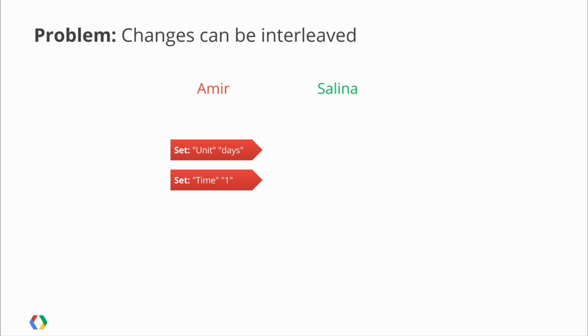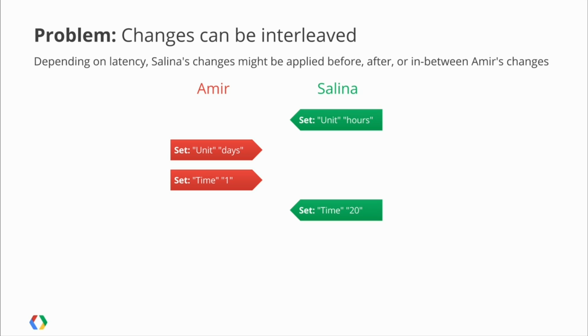And this is all great as long as only one person is making a change at the same time, because you set the 2 properties and you're happy. But the problem comes in when somebody else comes in and makes a change at the same time. And the problem is that you can't control the order in which these changes happen. It's left up to the vagaries of the network communication.